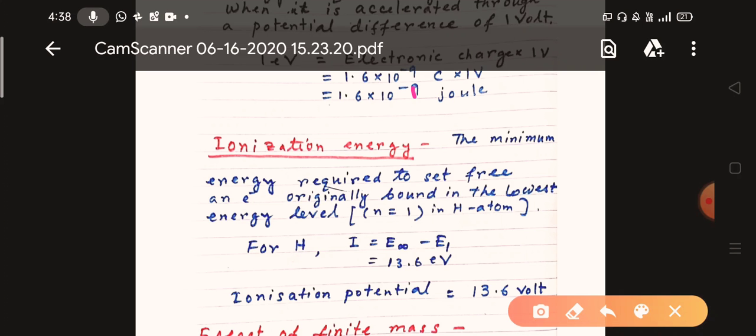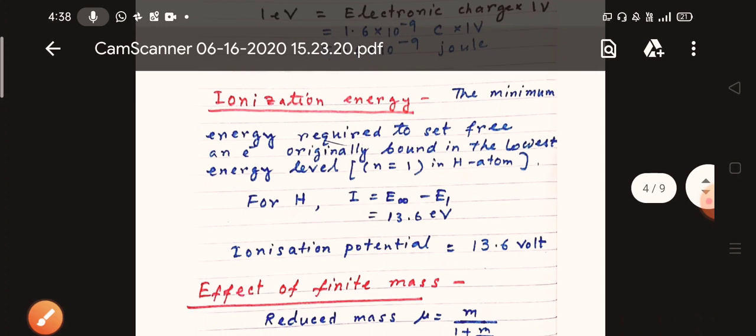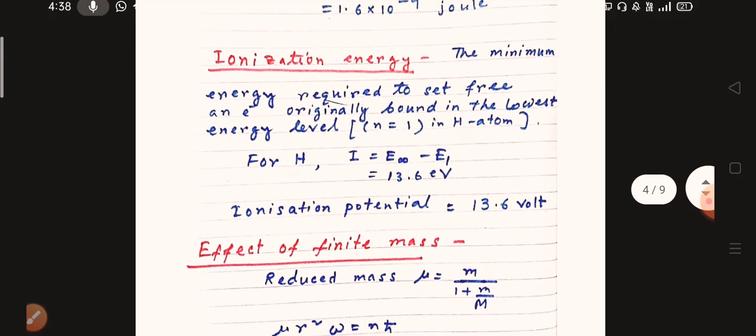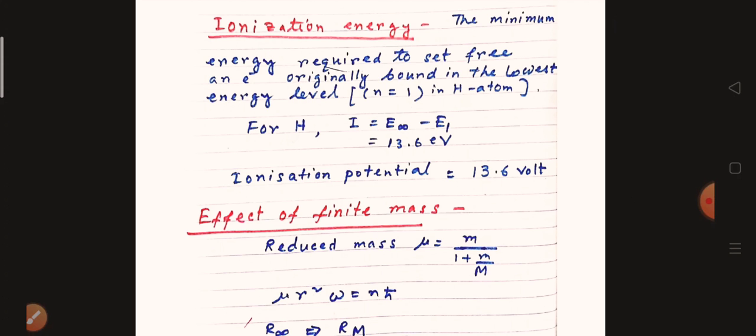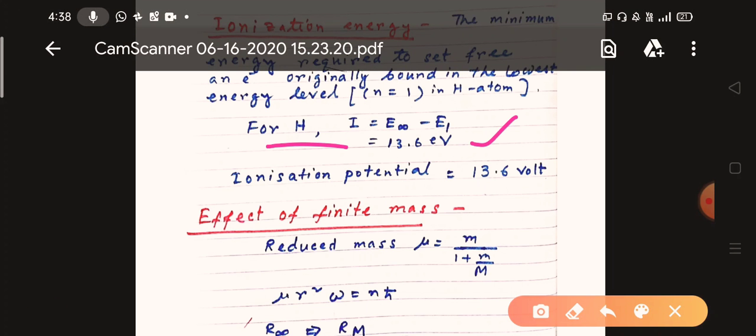Now there is a very important concept of ionization energy. Ionization energy is the minimum energy required to set free an electron originally bound in the lowest energy level. For hydrogen, there is 1 electron and it should be at n equals to 1 for its ground state. So for hydrogen, what is the ionization energy? E infinite is 0 and E1 is minus 13.6, so you will get plus 13.6 electron volts. So ionization energy is positive energy. What will be the ionization potential? Ionization potential will be 13.6 volt.